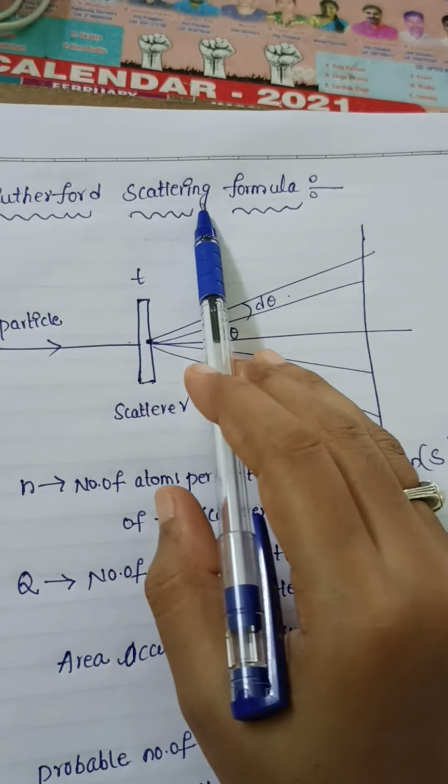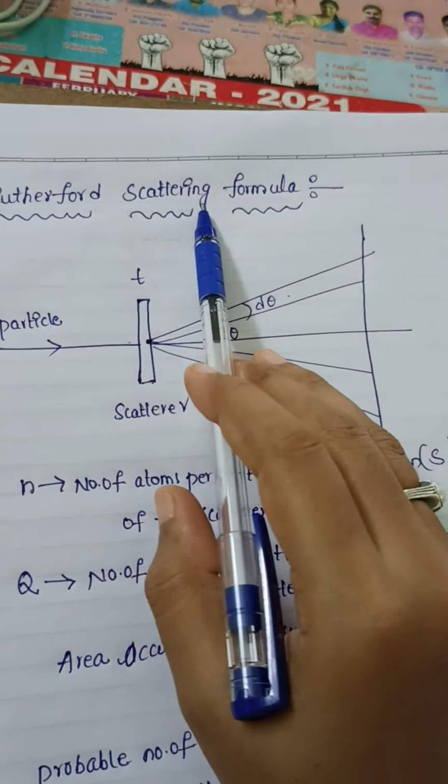Differentiation of pi p square n t q: here pi is constant, n is constant, t is constant, q is constant. So what is left here is p. The differentiation of p square is 2p, and the differentiation of p is dp. So the number of particles scattered between the angles phi and phi plus d phi is 2 pi p t n q dp. That is the same value here, 2 pi p t n q into dp.